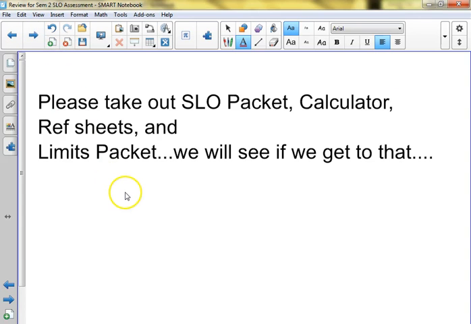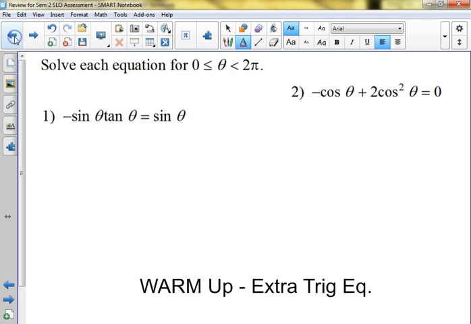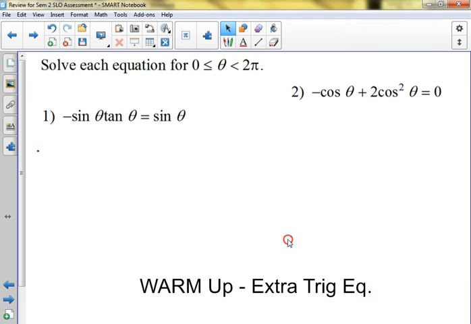All right, so we are working on the SLO packet, but we're going to start with some warm-ups of some trig, even though we actually are past that part, but I got really nervous yesterday when I realized that people were telling me to do things that weren't going to work. What do we want to do here?